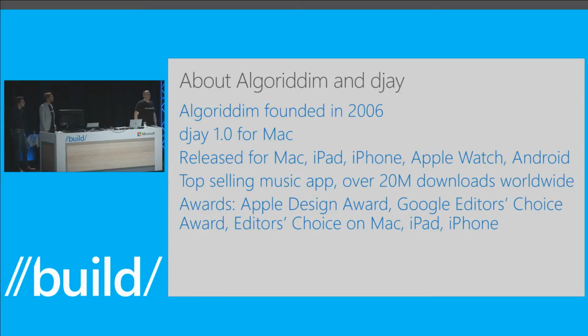Well, we released DJ 1.0 for Mac back in 2006, and our goal again was to make everyone a DJ, give them the tools, the ability, but more importantly, the functionality to just take your audio files right from iTunes and start mixing. We were very successful with this product, we're proud to say, because we went on to release it for iPad, iPhone, Apple Watch and Android, and we are now the top-selling music app with over 20 million downloads.